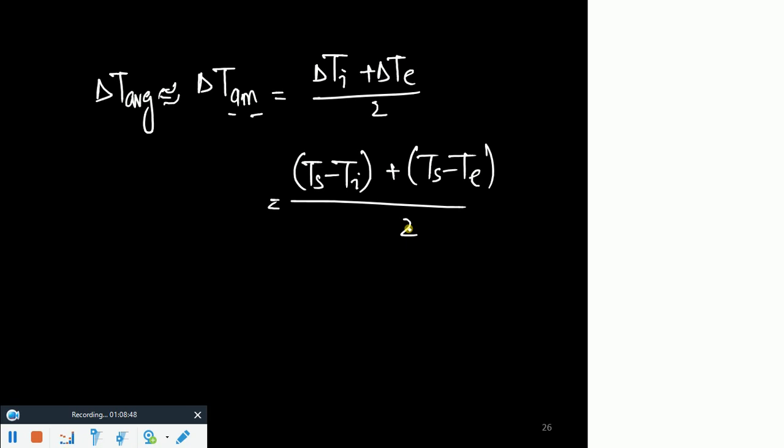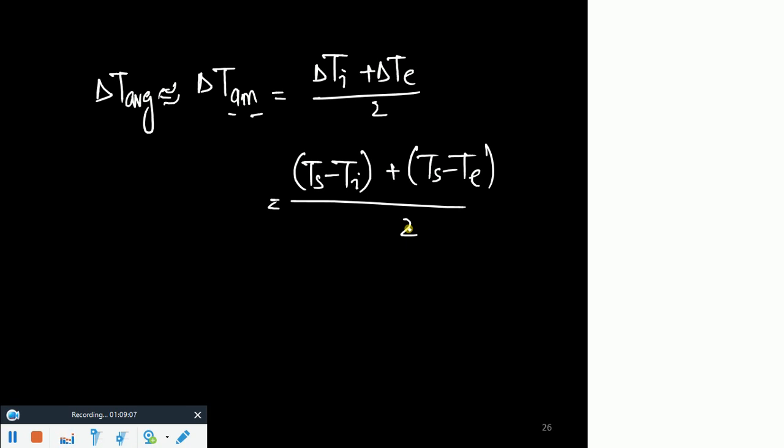You can take the temperature difference at the inlet, you can take the temperature difference at the exit and use their average to find out total delta T. Right? This is one approach. But this approach gives you many errors. Generally, this approach is not correct. It looks very simple, but this approach is not correct.